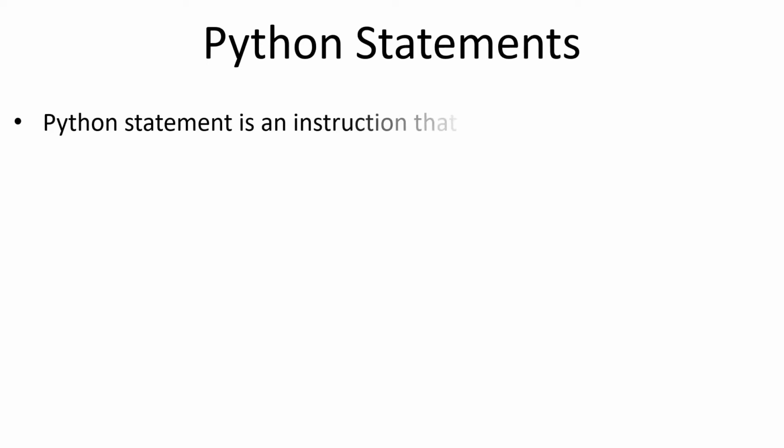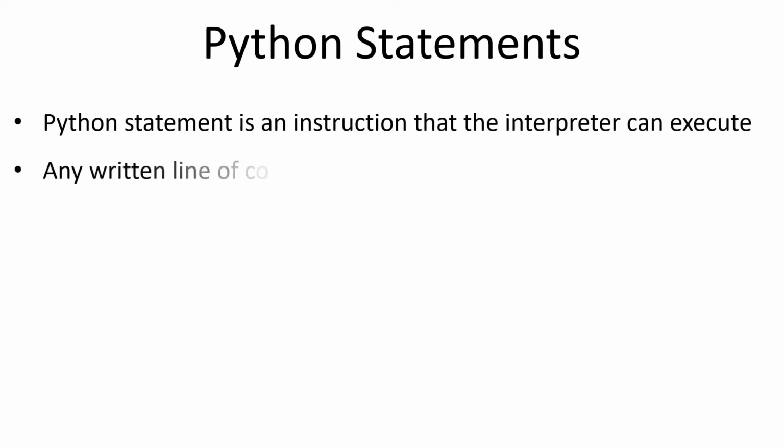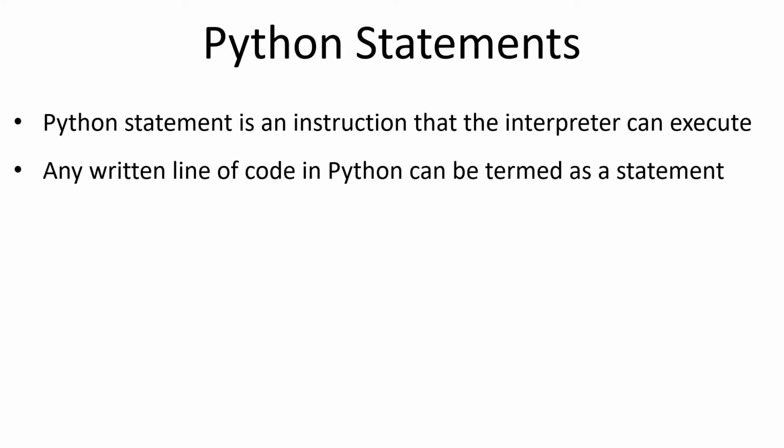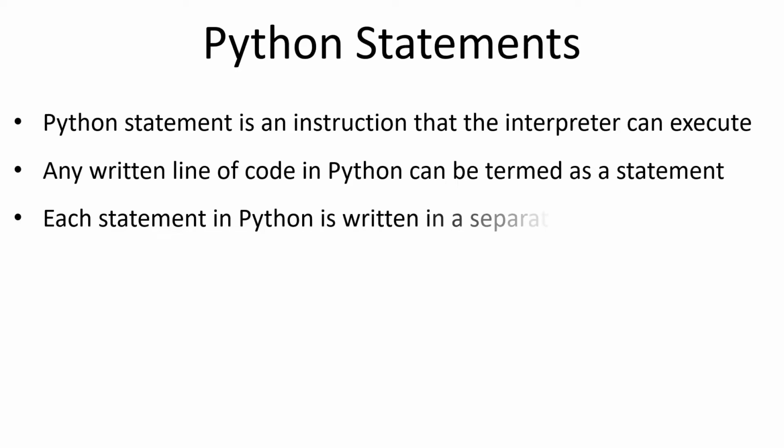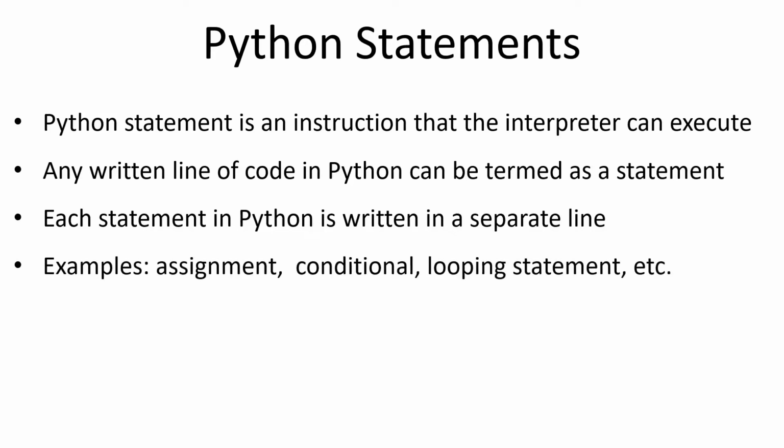Let's now understand Python statements. A Python language statement is an instruction that the interpreter can follow or execute and show the output on screen. A statement is a written line of code in Python, following the correct grammar or syntax of the Python language, that can be recognized by the interpreter for language translation. Statements in Python end with a new line, and each and every statement is to be written in a separate line. There are various types of statements in Python like assignment statement, conditional statement, looping statement, etc.